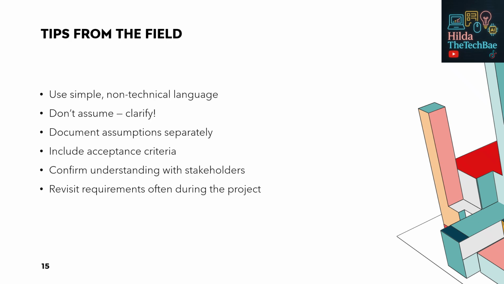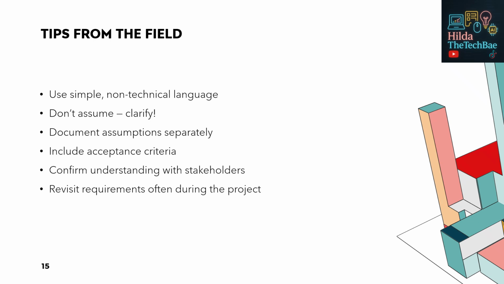Next, let's take a look at some tips from the field. Let's talk about what I will call real world wisdom. The things I have learned by actually writing requirements and reviewing them on projects. First, keep your language simple and user friendly. You're writing for a broad audience, not just the technical folks. Second, never assume. If something is unclear or based on a guess, write it down as an assumption and highlight it for the team. Assumptions can change, but at least you've captured them up front.